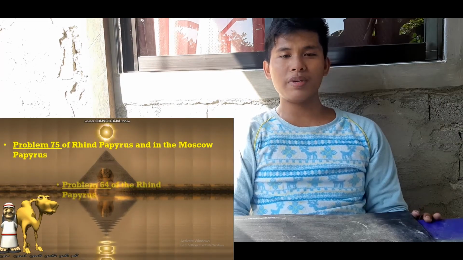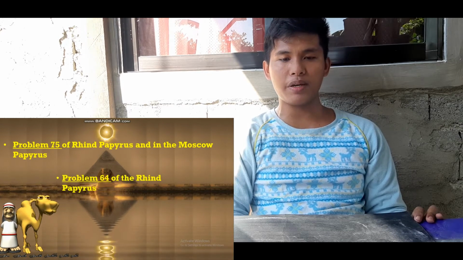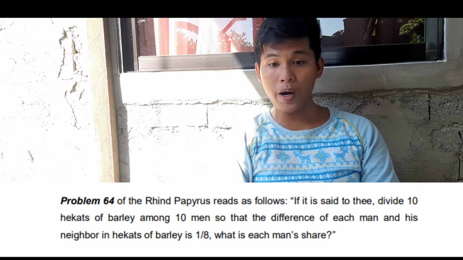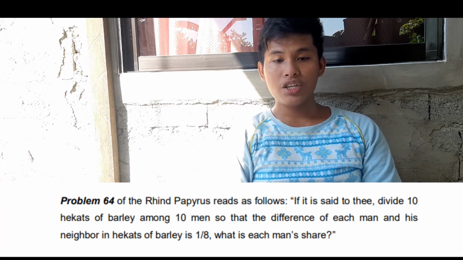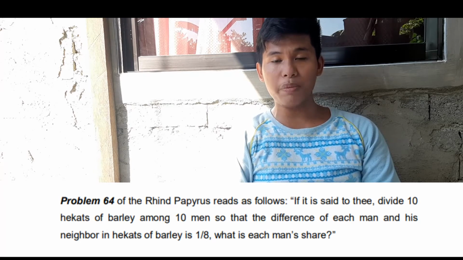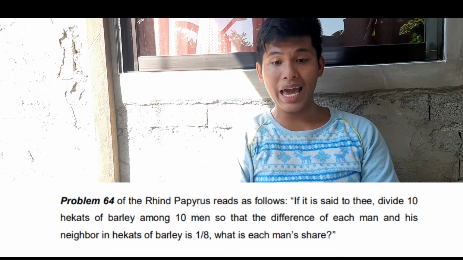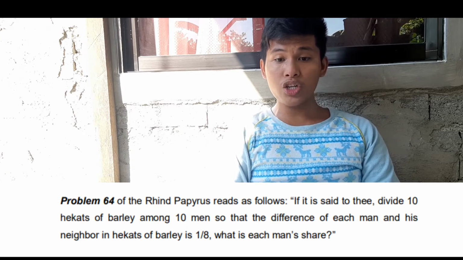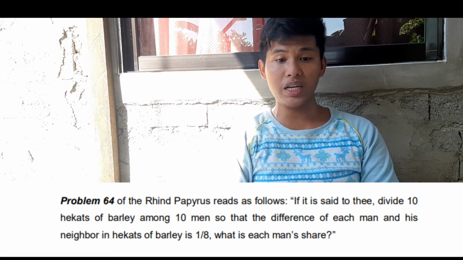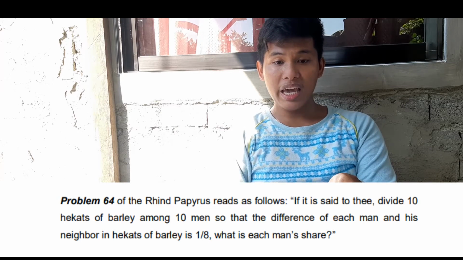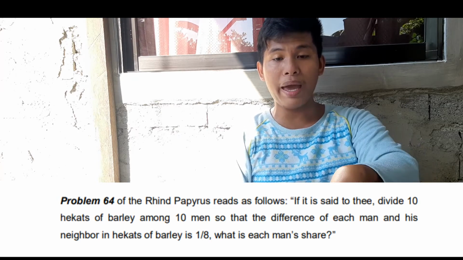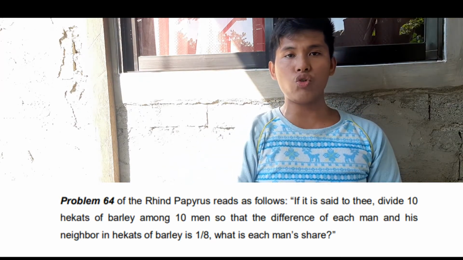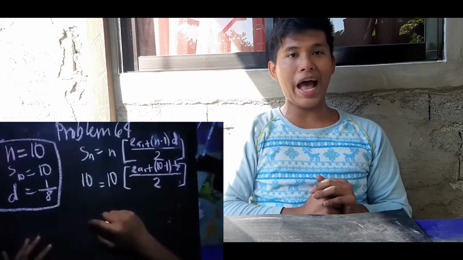The next problem is problem 64 of the Rhind Papyrus. If it is said to thee, divide 10 hekats of barley among 10 men, so that the difference of each man and his neighbor in hekats of barley is 1/8. So it was said that we're going to divide the 10 hekats of barley among 10 men, in which the difference between each man is 1/8. In modern day, we tend to write this equation as this.